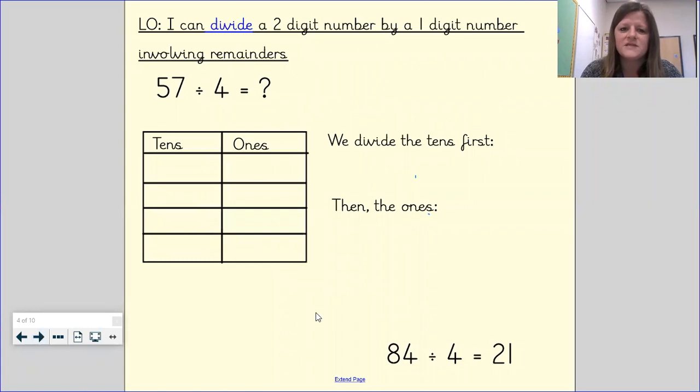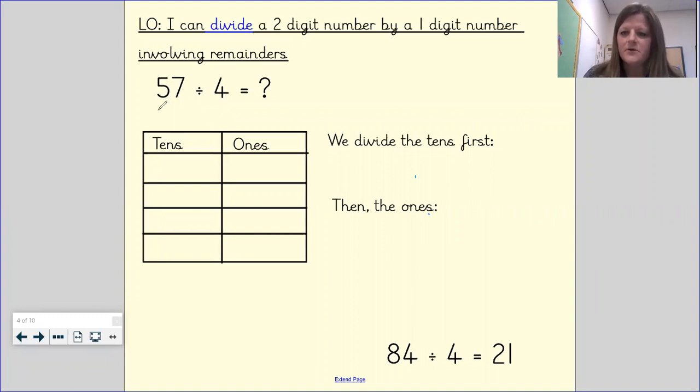Have a go on 57 divided by 4. Pause the video and have a go on your whiteboard or your workbook or whatever you are working on. Okay, hopefully you've had a go at doing this one first. Let's do this one together. So we're going to divide the tens first.